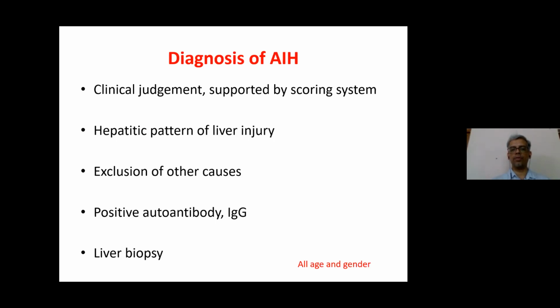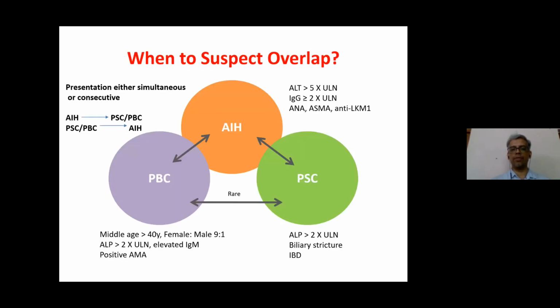It is important to state here that autoimmune hepatitis may present at any age and in both genders. So both males and females can be affected with autoimmune hepatitis. When the presentation is not typical, you need to think about whether your patient is having other associated autoimmune liver disease in the form of PSC and PBC.